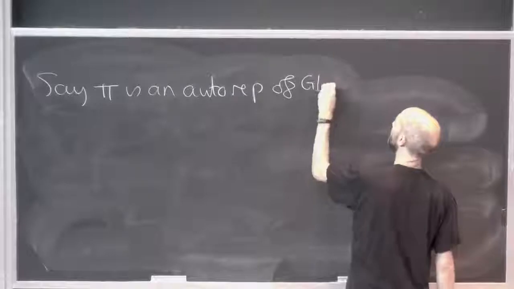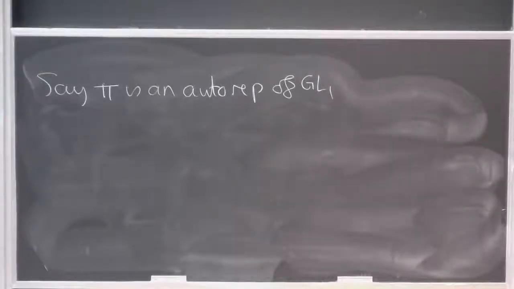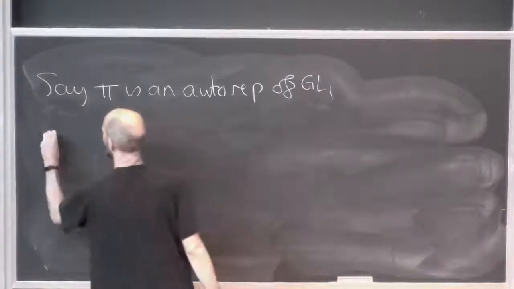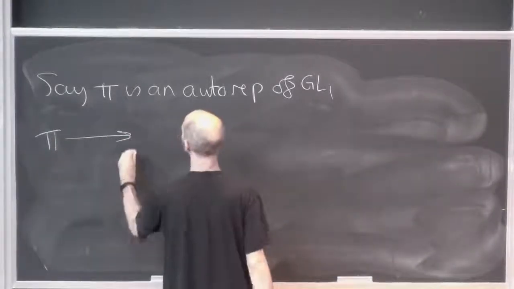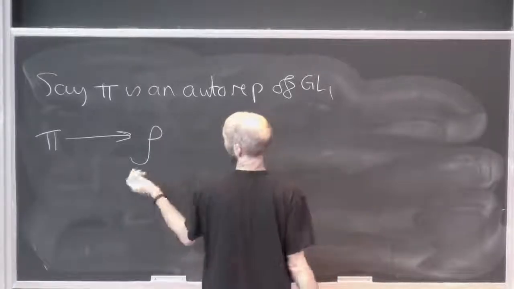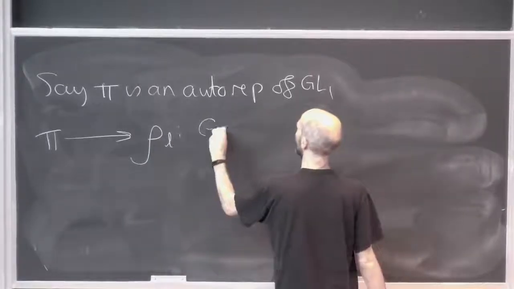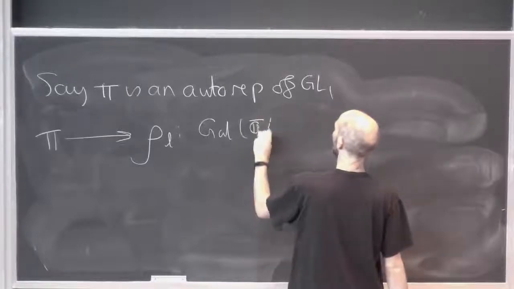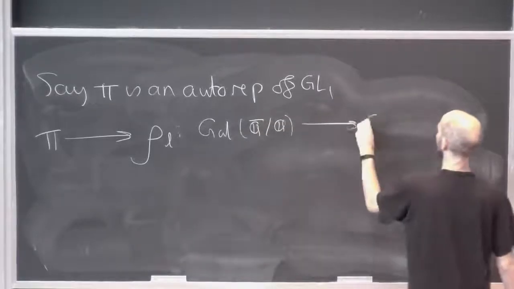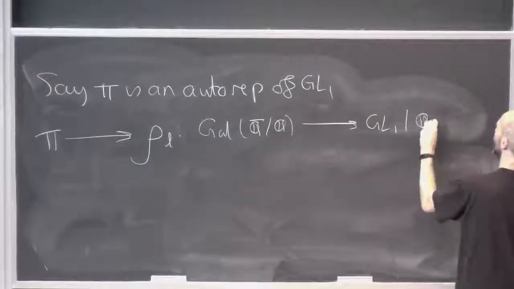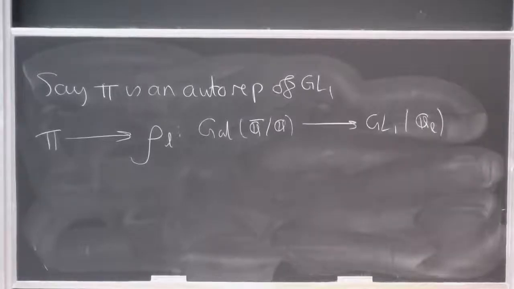Of GL1. Then there's going to be an associated compatible system of Galois representations, right? By the global Langlands philosophy for GL1, pi gives me a rho_L, a map from Gal(Q-bar over Q) to GL1 of Q_L.